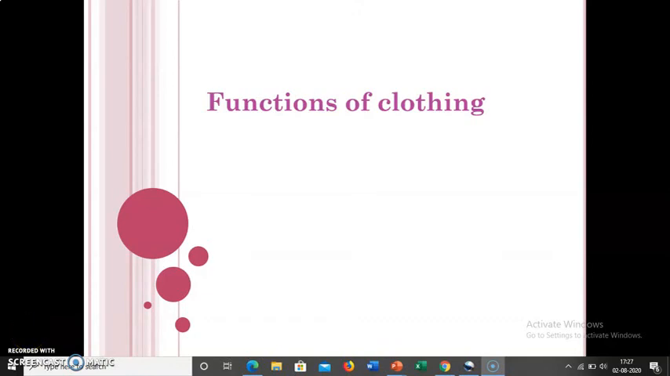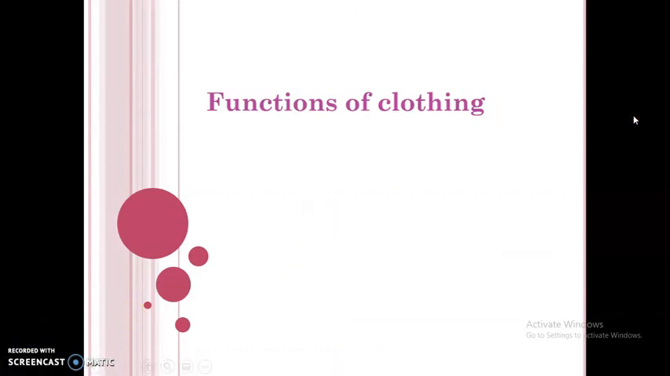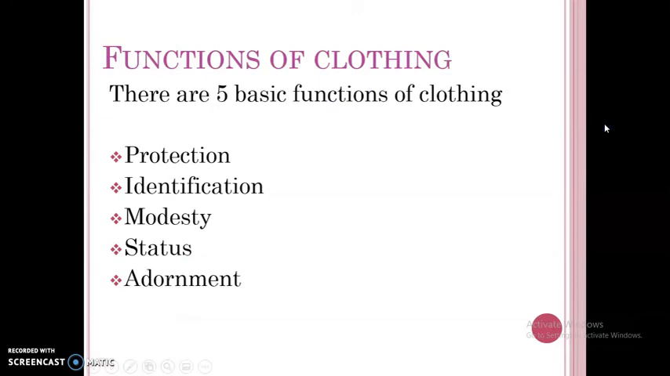In today's class, we'll study the topic of functions of clothing. There are various functions and uses of clothing, that is, why an individual wears clothing. To begin with, the functions of clothing can be divided into five basic functions. The first is protection, followed by identification, modesty, status, and adornment. Basically, these are the five main uses of clothing, and these are also very similar to the theories of motivation related to the wearing of clothes by primitive people.